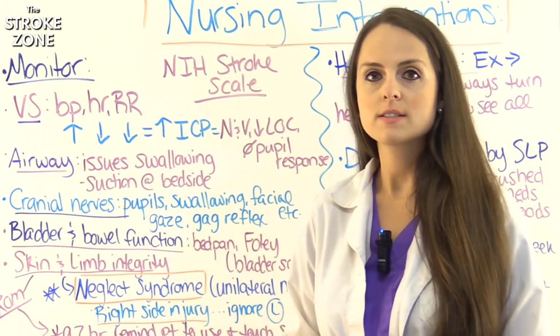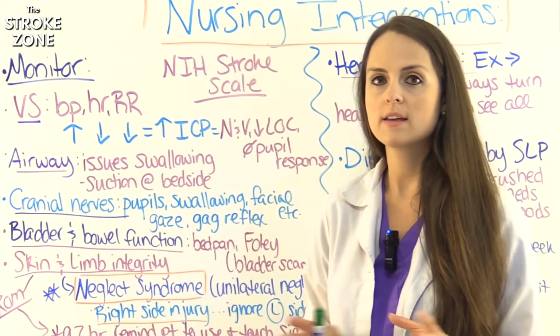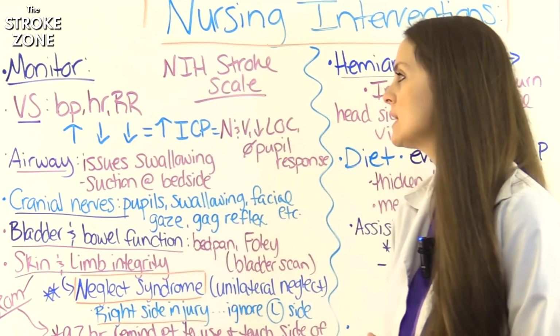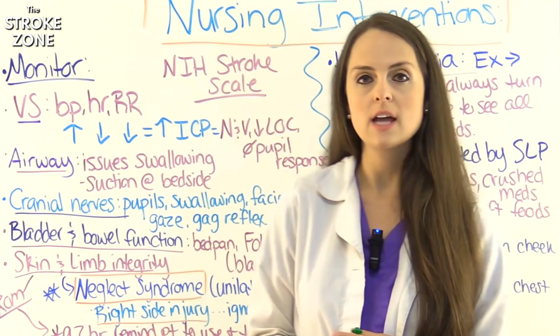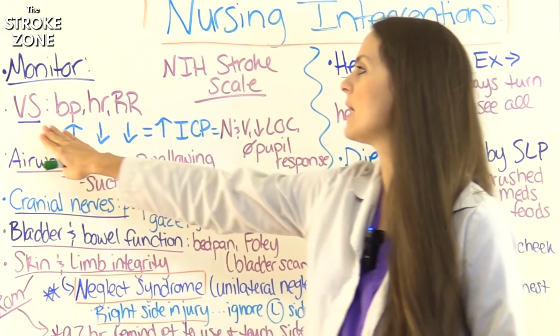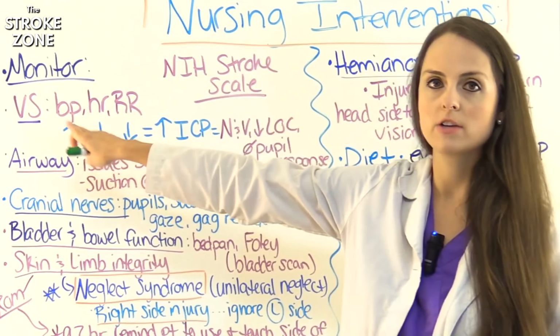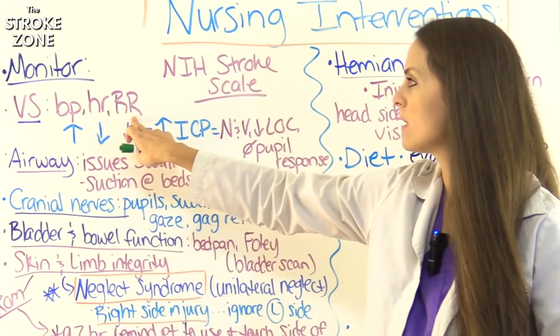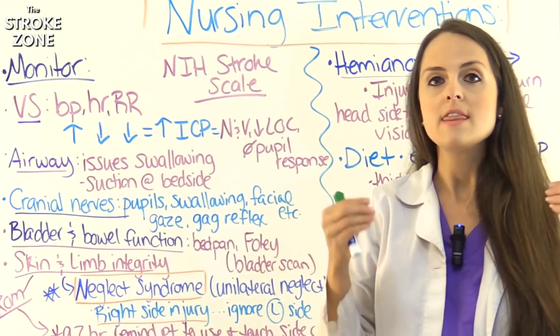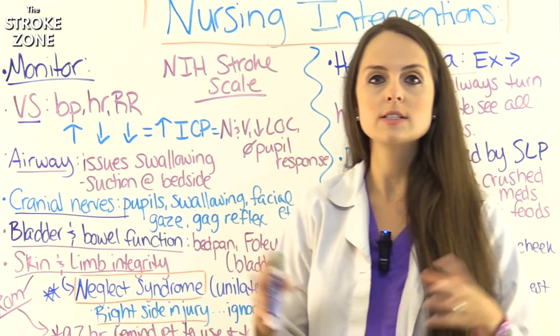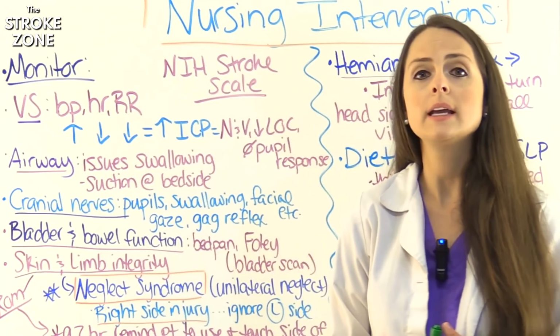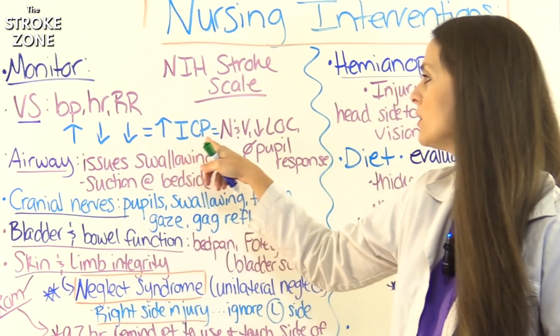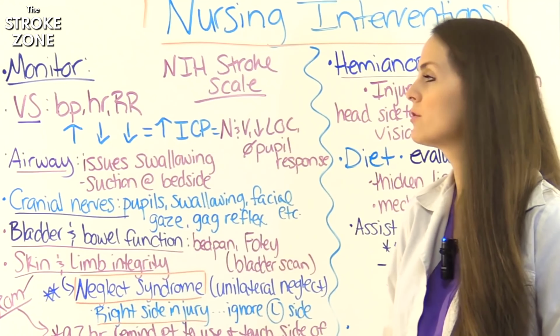Along with that, you're also going to be monitoring for a lot of things, and especially in that acute stage, you want to be monitoring their vital signs, looking at their blood pressure, making sure they're not hypertensive, their heart rate, their respirations, because they are at risk in those first several hours for developing increased intracranial pressure. So you want to make sure they're not having that.